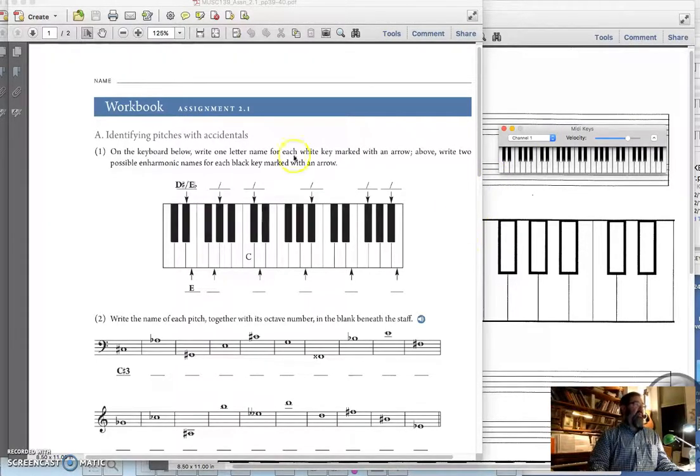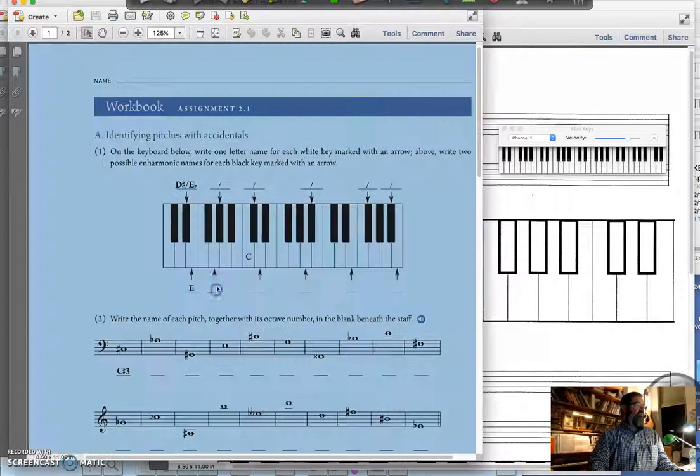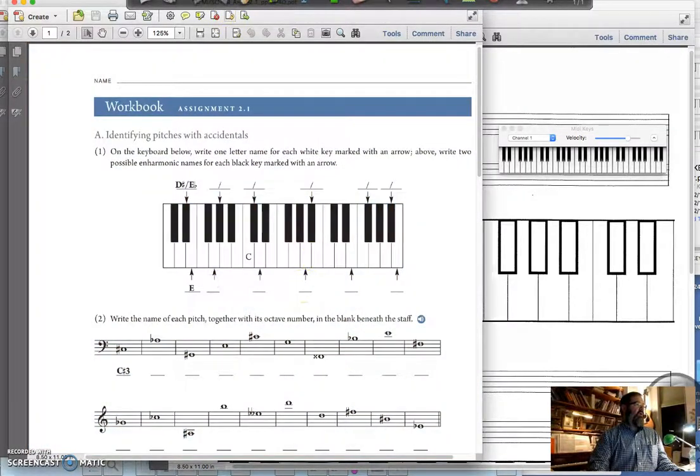Assignment 2.1 starts with identifying pitches on the piano. All the white keys have just one item that they're looking for, and all the black keys have a pair of items that they're looking for. So I'm going to select this pen here and say, okay, there's the white key that I know is G, and I'll go ahead and draw a G in like this. Capital letter for that is fine.